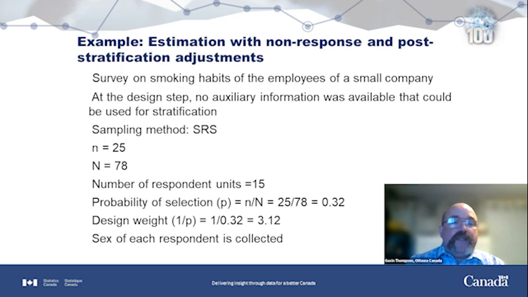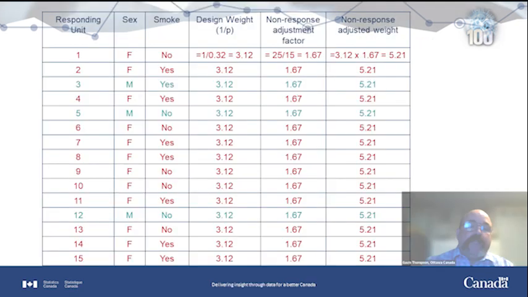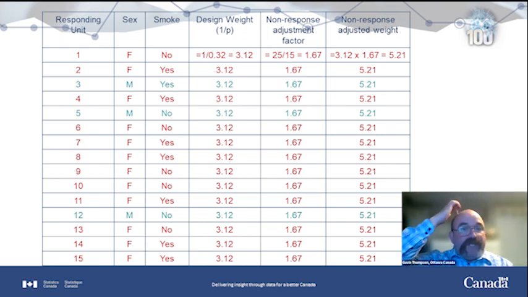We also collected the sex of each respondent. So this is what the first table would look like. For respondent units 1 through 15, we collected their sex, male and female, and whether they smoke, yes or no. Then we have the design weights. Everyone has the same design weight because it's a simple random sample. And we have this non-response adjustment factor because we only got 15 of our 25, missing 10 of the respondents. So we have to boost this up by 67%. When we do this, we get 5.21. If we multiply 5.21 by 15, we get back to our population, which is 78.